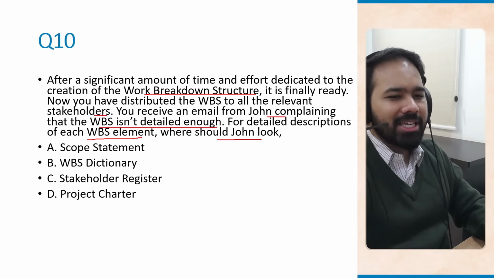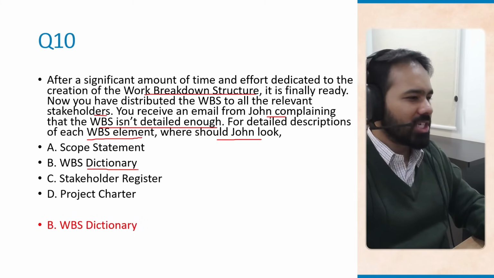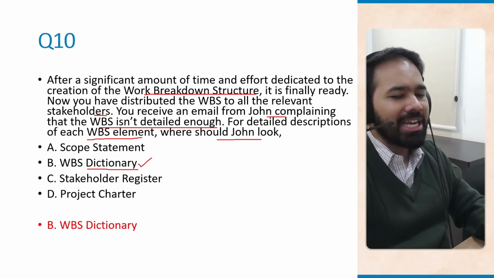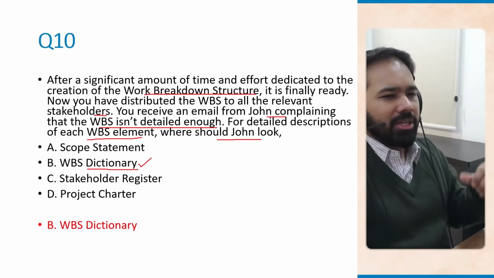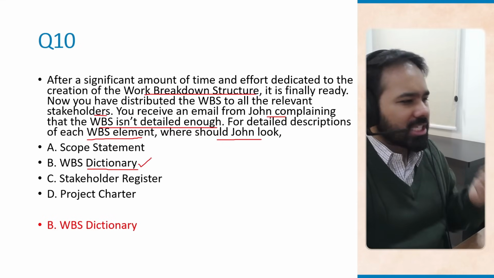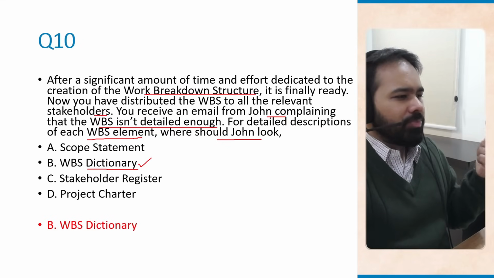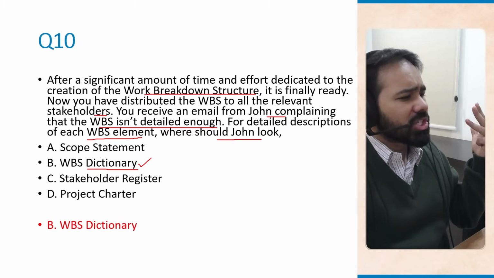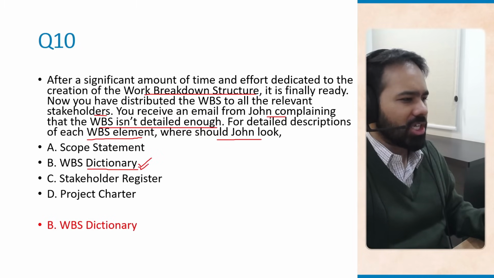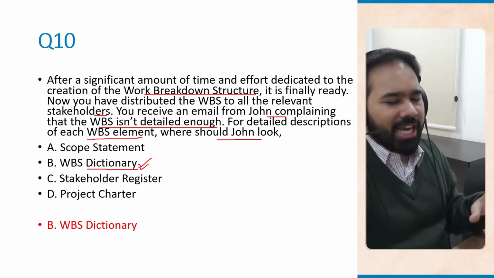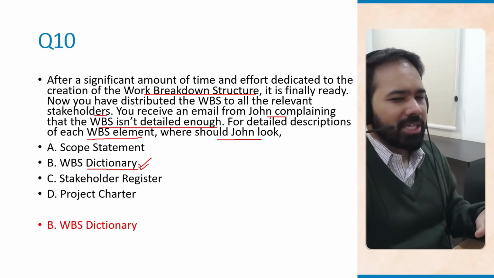Well, the correct answer here is WBS dictionary, because the aim of the WBS dictionary is to provide a detailed description of each WBS element. So whether it be the deliverables, the acceptance criteria, who is responsible for what, the cost estimates, or the schedule estimates, all of that is available in the WBS dictionary. So for a detailed understanding of everything that you see in the WBS, always refer to the WBS dictionary.